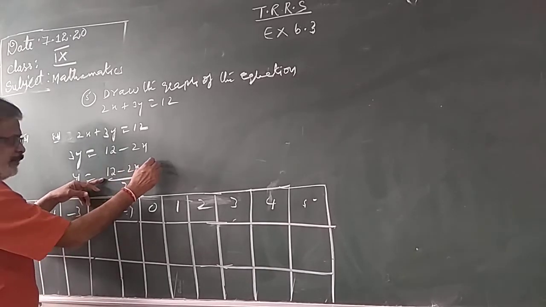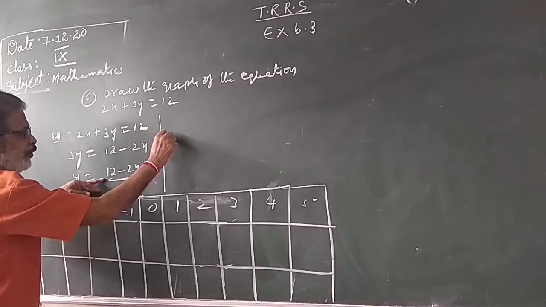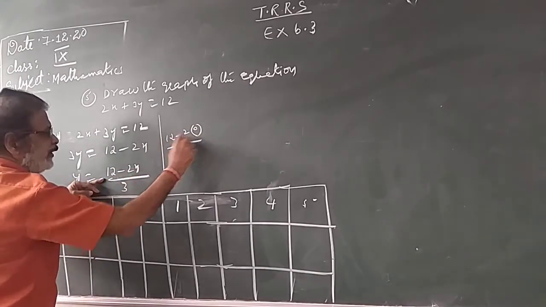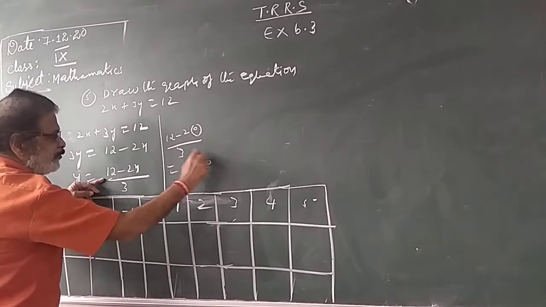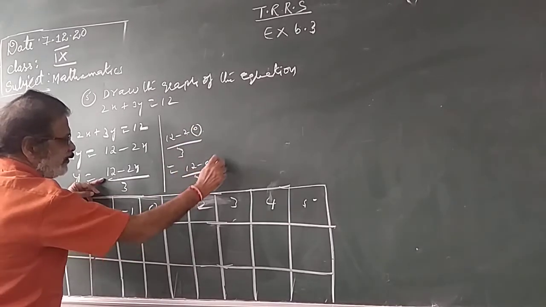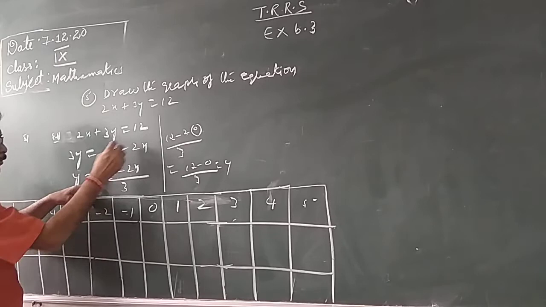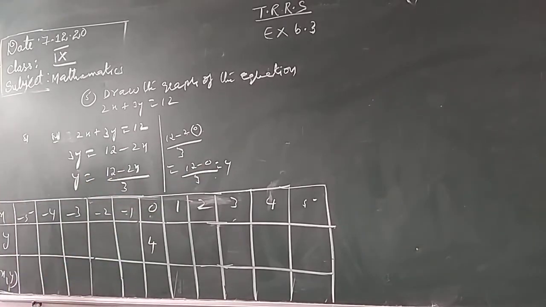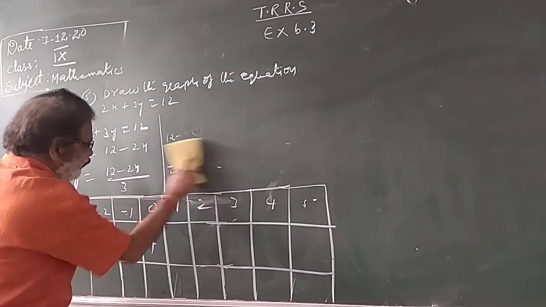12 minus 2 into x, that is 0, by 3. So 12 minus 2 into 0, 0 by 3. 12 by 3 means 4. So when x is equal to 0, y equal to how much did we get? 4. Like this. So again I erase this. I show you the next one.